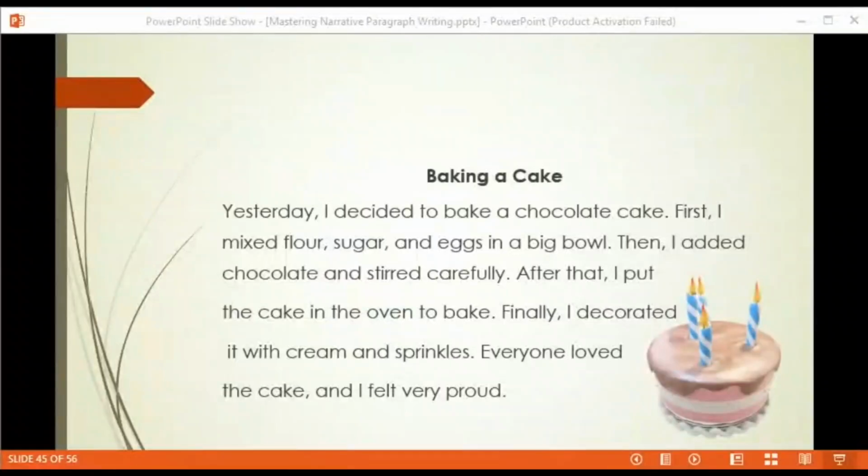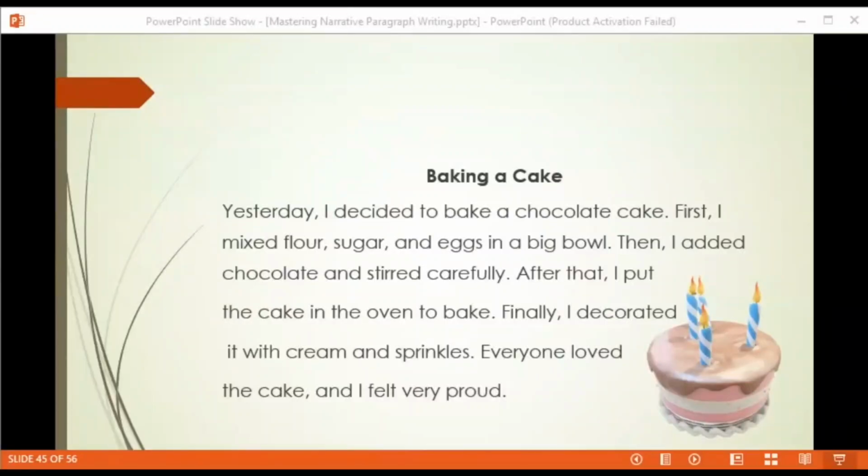Who can read it? Raise your hands. If you are willing to read the baking cake paragraph, raise your hand. It's a narrative paragraph. Should I read it?